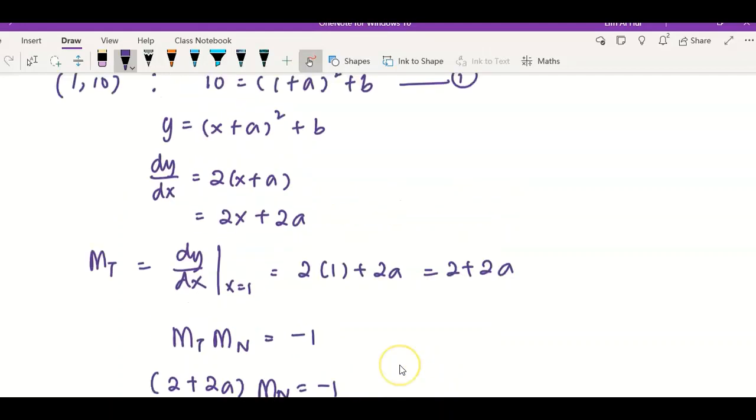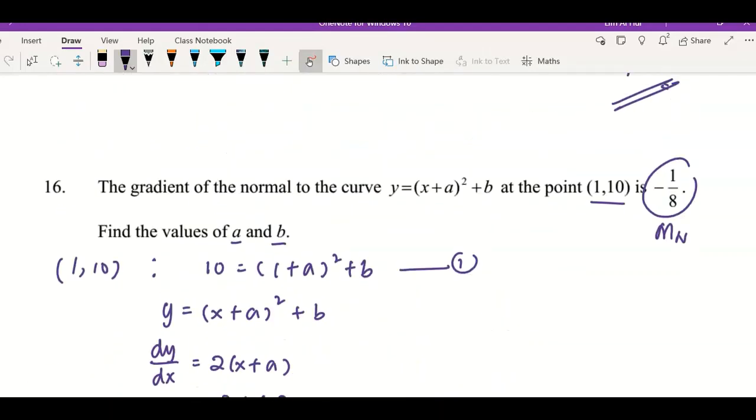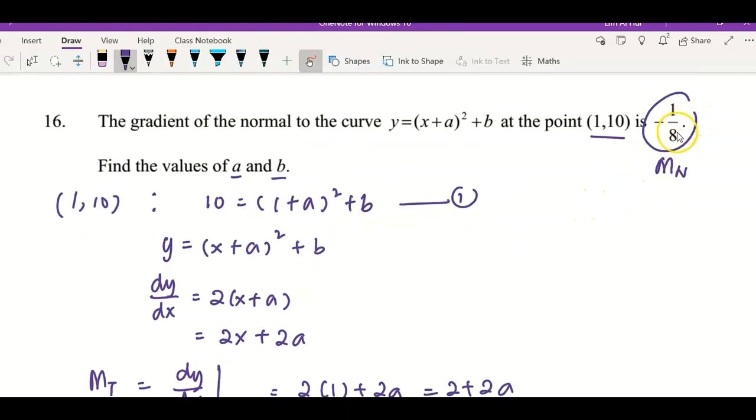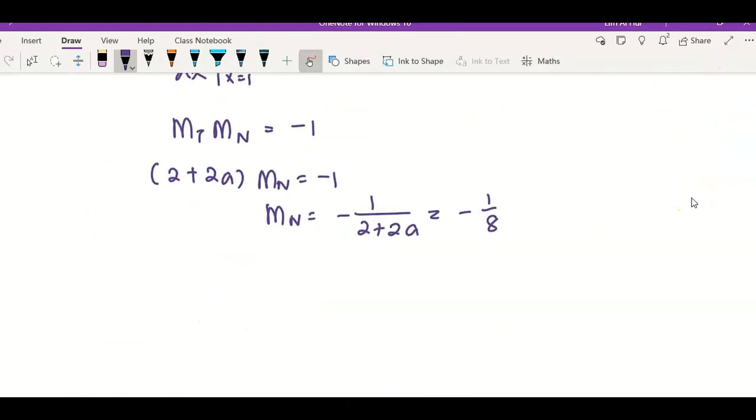Then I would say that the gradient of the normal equals -1 over 8 because it's given. It's given over here that the gradient of the normal equals -1 over 8. So we equate them to form another equation. We have 2 plus 2a equals 8. Then 2a equals 6, a equals 3. I got my a equals 3.